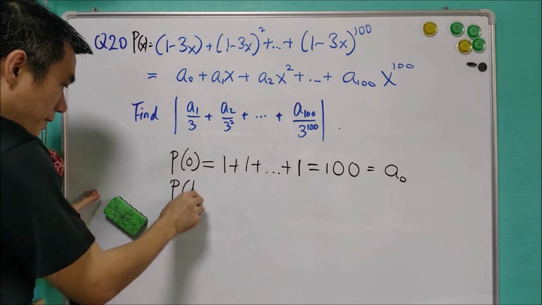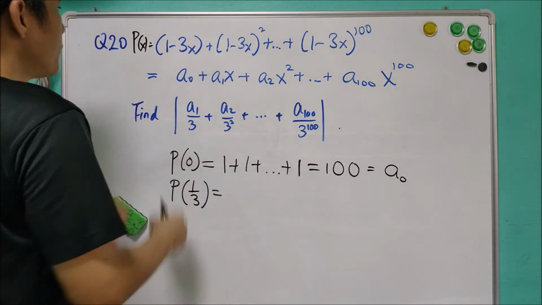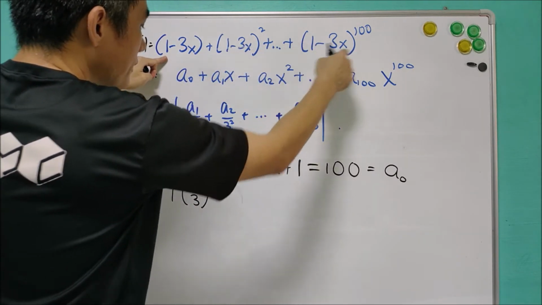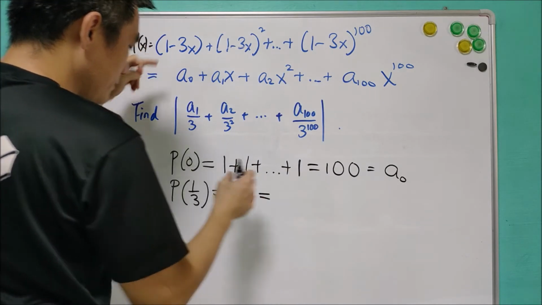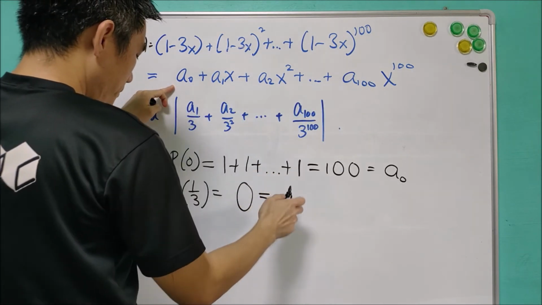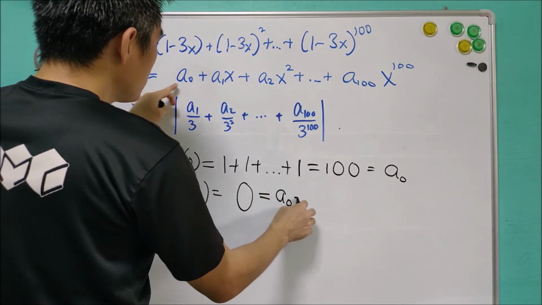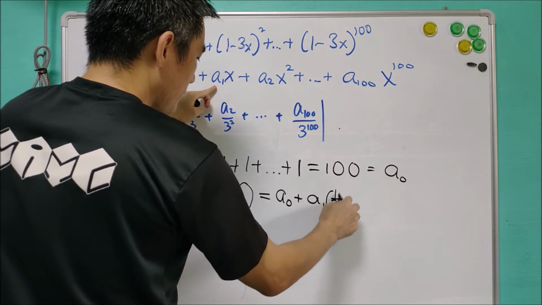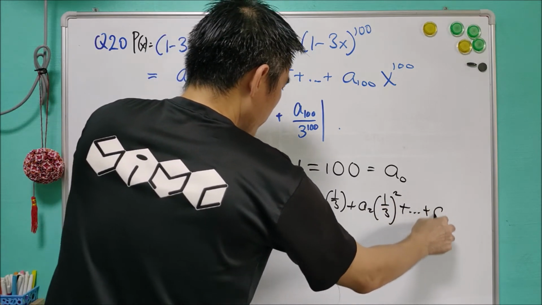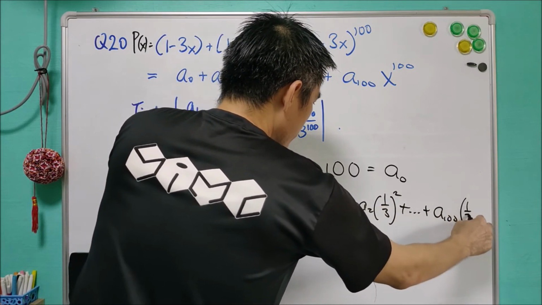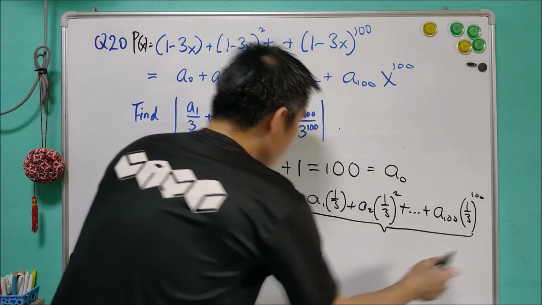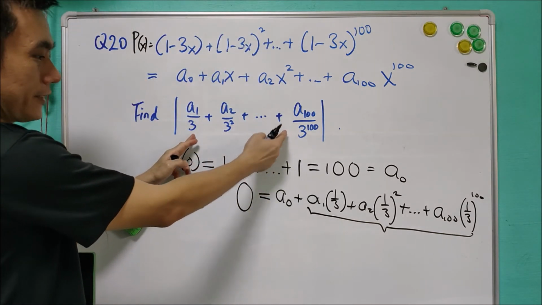How about P of 1 over 3? P of 1 over 3, from the first row, is equal to 0. Every term is 0, so it is 0. And from the second row, P(1/3) is equal to a0 plus a1 times 1 over 3, plus a2 times 1 over 3 squared, and all the way to a100 times 1 over 3 to the power of 100. And note that all these terms are exactly equal to the value here.